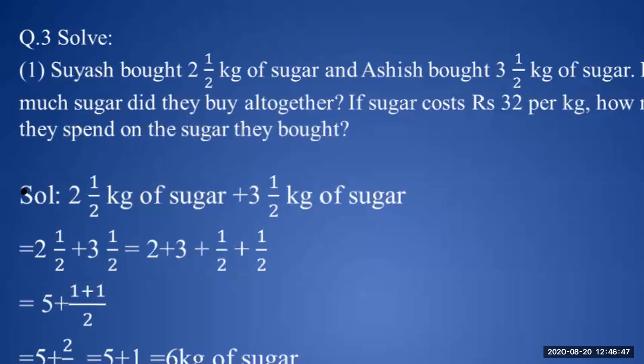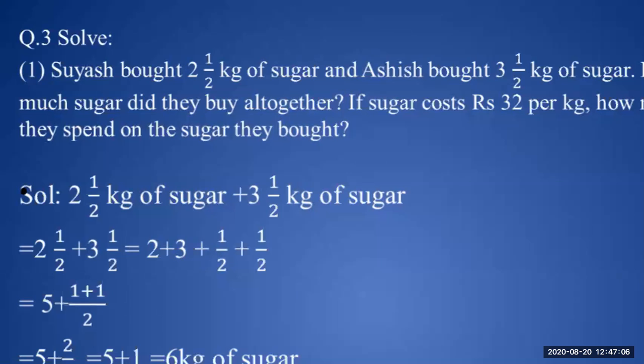Shreyas bought 2.5 kg of sugar. Shreyas has brought how many kg of sugar? 2.5. And Ashish bought 3.5 kg of sugar. Ashish, how much did he bring? He bought 3.5 kg of sugar. How much sugar did they buy together?